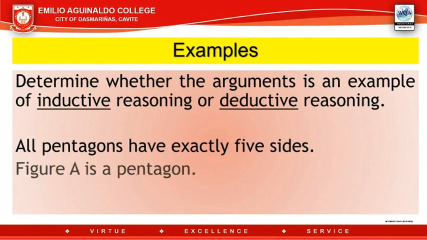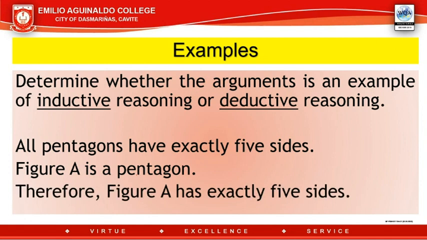The next example is all pentagons have exactly 5 sides. Figure A is a pentagon, therefore figure A has exactly 5 sides. So we all know that for all pentagons, this is a fact. If figure A is a pentagon, and we know that a pentagon has 5 sides, therefore figure A has exactly 5 sides. This one is done using deductive reasoning since we have facts. These are not just based on observations, these are based on facts.